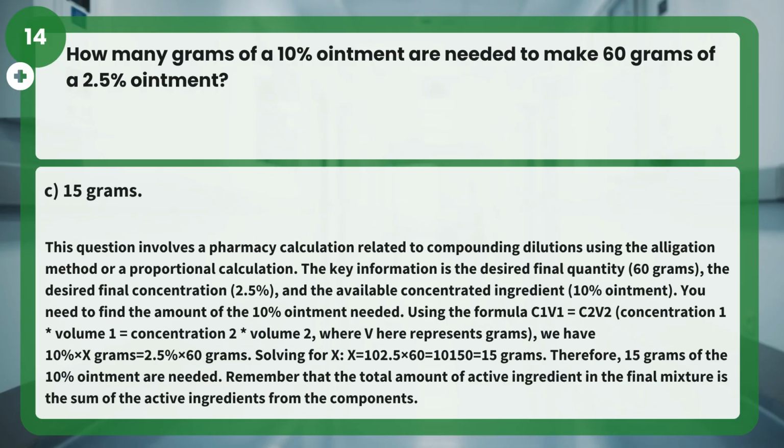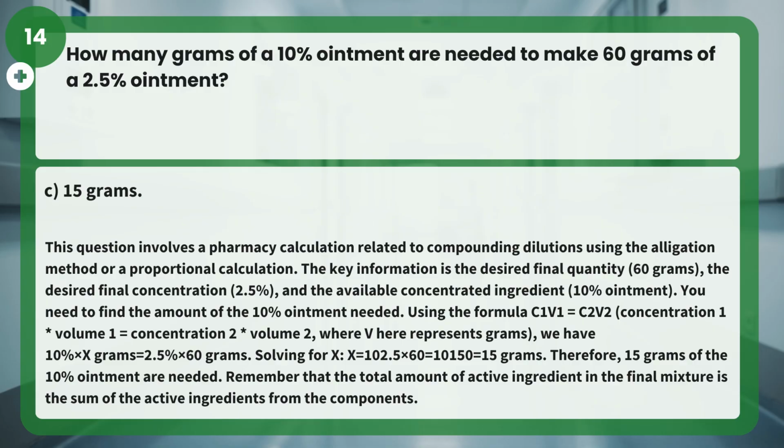Answer C. 15 grams. This question involves a pharmacy calculation related to compounding dilutions using the alligation method or a proportional calculation. The key information is the desired final quantity, 60 grams, the desired final concentration, 2.5%, and the available concentrated ingredient, 10% ointment. You need to find the amount of the 10% ointment needed.